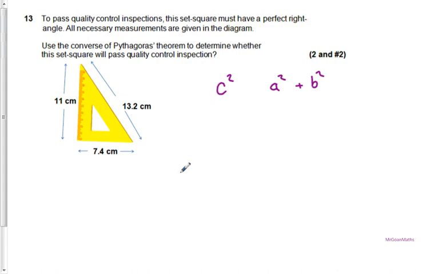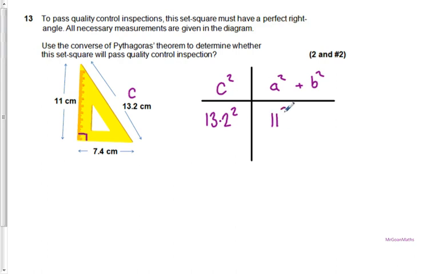Okay? So firstly, looking at our diagram, we need to decide which side would be c if it were a right angle triangle. Well, 11, 7.4, and 13.2 are our sizes. C is always the longest side, so C would always be that one. For posterity, that puts our right angle in that corner down here. So if that's true, then we can set up a calculation here. We can say then that 13.2 squared should be the same as 11 squared plus 7.4 squared.